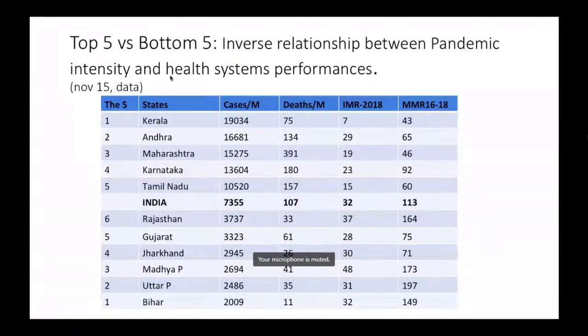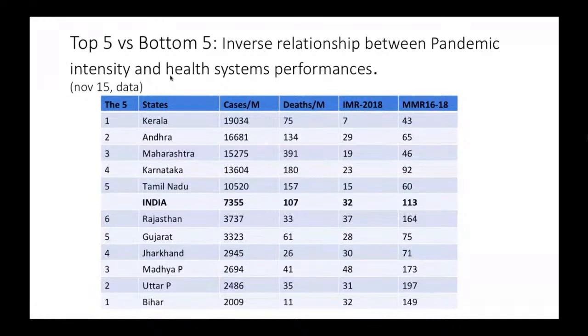I have an interesting figure to see over here. The best five performing states by health sector performance by RCH are Kerala, Andhra, Maharashtra, Karnataka, Tamil Nadu. These are the good performing states in IMR and MMR. Look at their cases per million. Kerala has 19,000 cases per million, 75 deaths per million. But its IMR is 7, its MMR is 43, whereas the India MMR is 113 and its IMR is 32. Kerala is only one fourth of that.